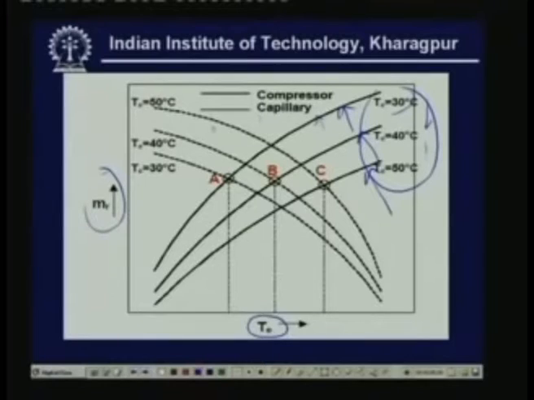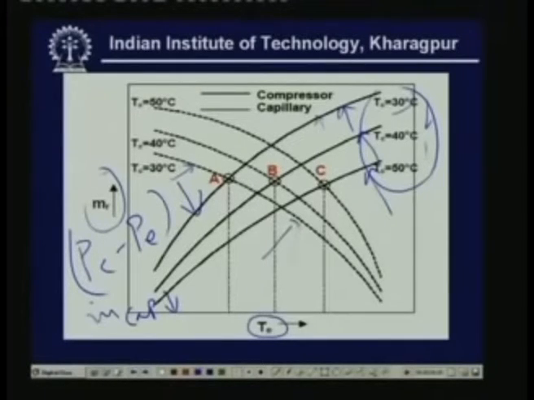And as I said, for the capillary the characteristics are entirely different. For example, for a capillary at a given condenser temperature, let us say 30 degrees centigrade, as the evaporator temperature increases, evaporator pressure increases. That means Pc minus Pe reduces, and as I have already explained, the mass flow rate through the capillary reduces. That is what is shown here. For a fixed condenser temperature, evaporator temperature is increasing and mass flow rate through the capillary is reducing. Similarly, at a given evaporator temperature, as the condensing temperature increases, condenser pressure increases, the pressure difference across the capillary increases, so the mass flow rate increases.